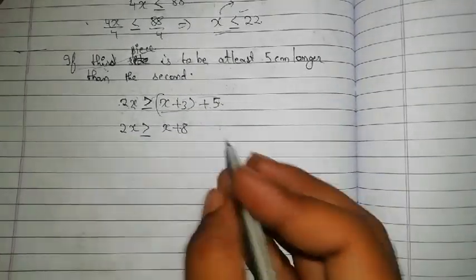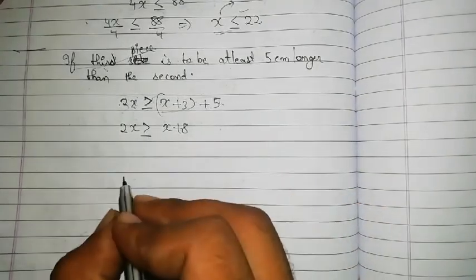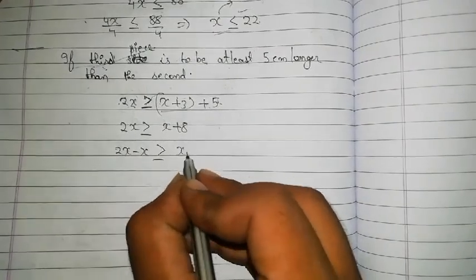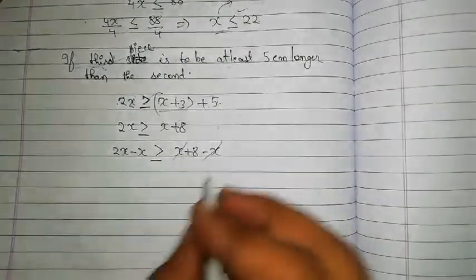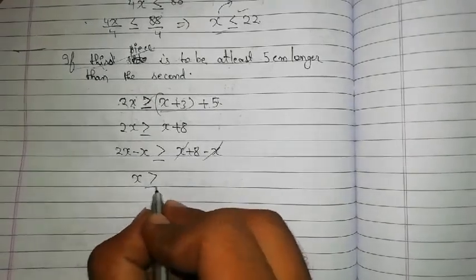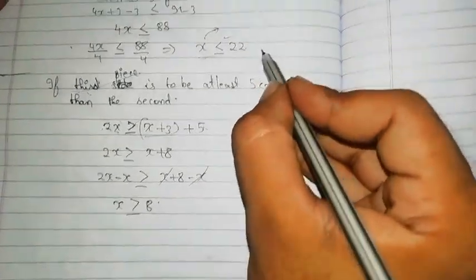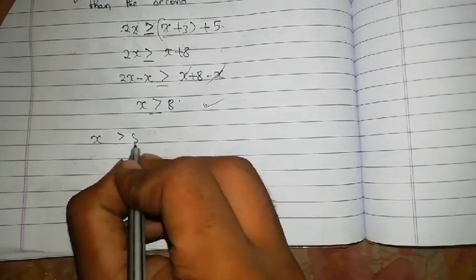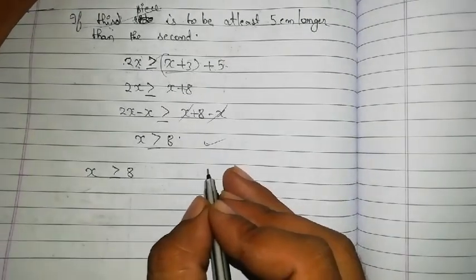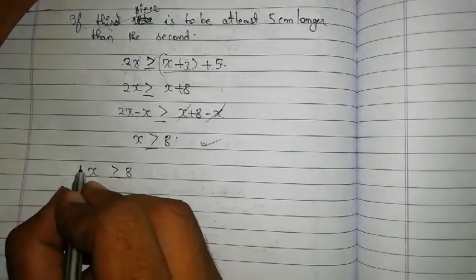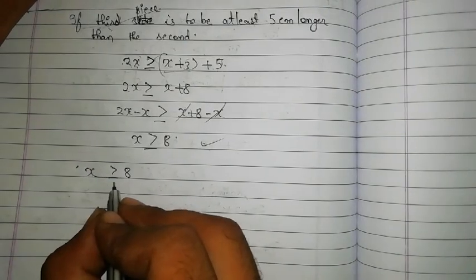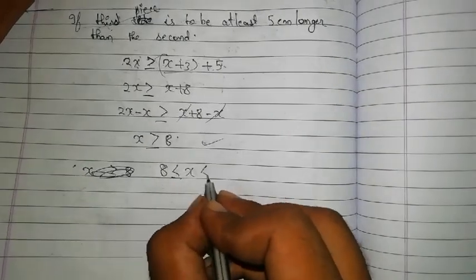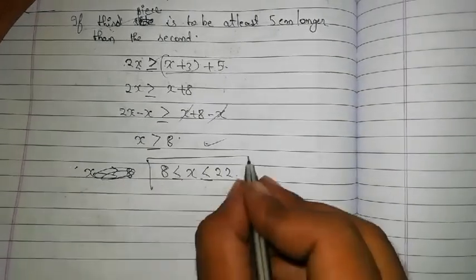Now what we have to do, we have to subtract x from both sides, so it will give us 2x minus x greater than or equal to x plus 8 minus x. So x and x cancel out. Here we have x is greater than or equal to 8. Okay, so these are the two conditions, that x is greater than or equal to 8 and x is less than or equal to 22. Okay, means in this way we can write 8 is less than or equal to x, and x is less than or equal to 22. So this is your solution.